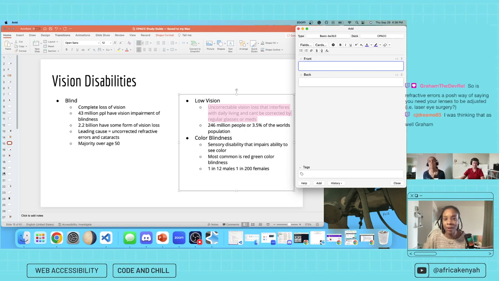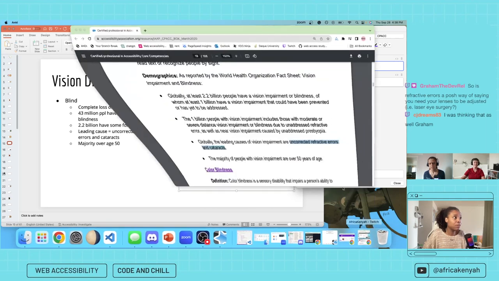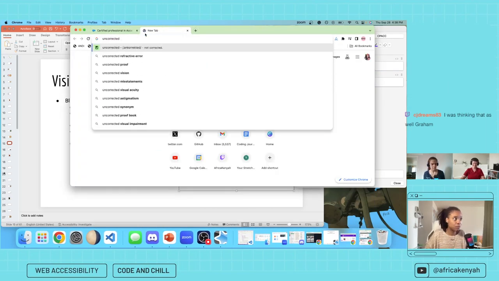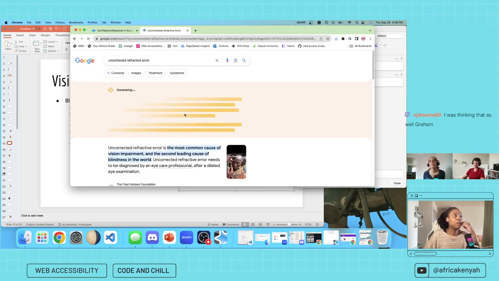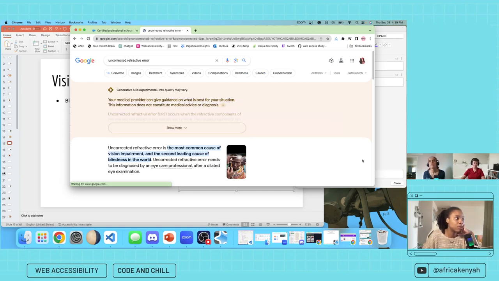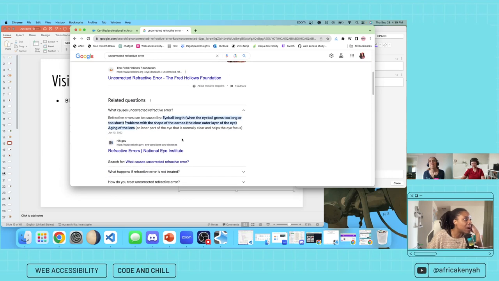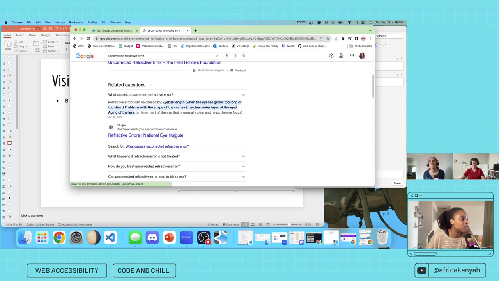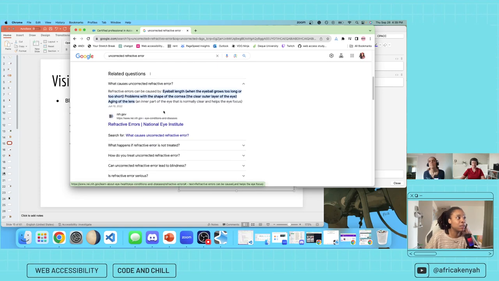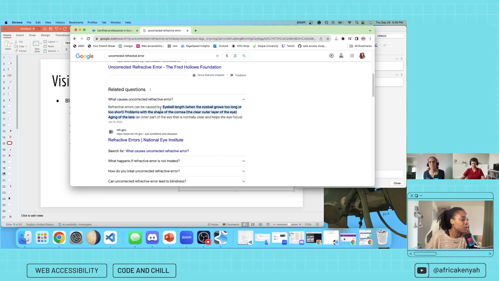So Graham said, so is refractive error a posh way of saying you need your lenses to be adjusted, i.e. laser eye surgery? CJ Dreams said, I was thinking that as well, Graham. I actually don't even know. Can we just Google this really fast? Uncorrected refractive error. I feel like I cannot trust this Google Bard because they gave us the wrong information last time. But what causes it? Eyeball length, problem with the shape of the cornea, aging of lenses. It sounds like something physical going on with the eye, where it's too large or too small. And the shape of the cornea, interesting. The part that normally clears and helps the eye focus. Aging of the lens is also one that happens.